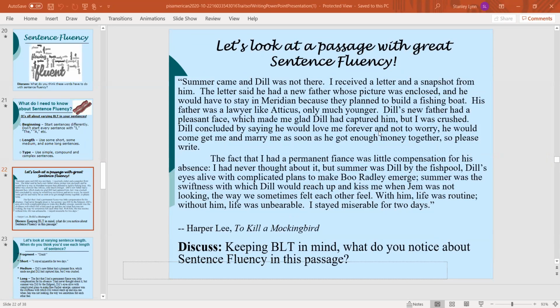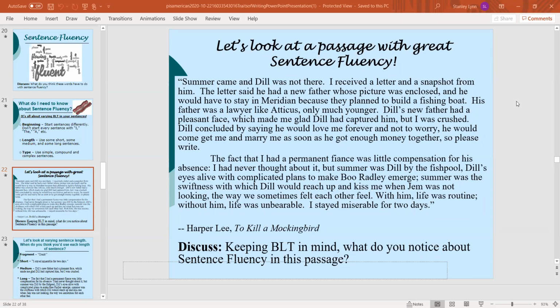Okay, let's look at a passage with great sentence fluency. Again, you're going to read this. Let me read this to you. This is an excerpt out of the book To Kill a Mockingbird by Harper Lee. I don't know if anyone has read that book. It's an excellent book. But anyway, she wrote, "Summer came and Dill was not there." Dill is a boy in the novel.